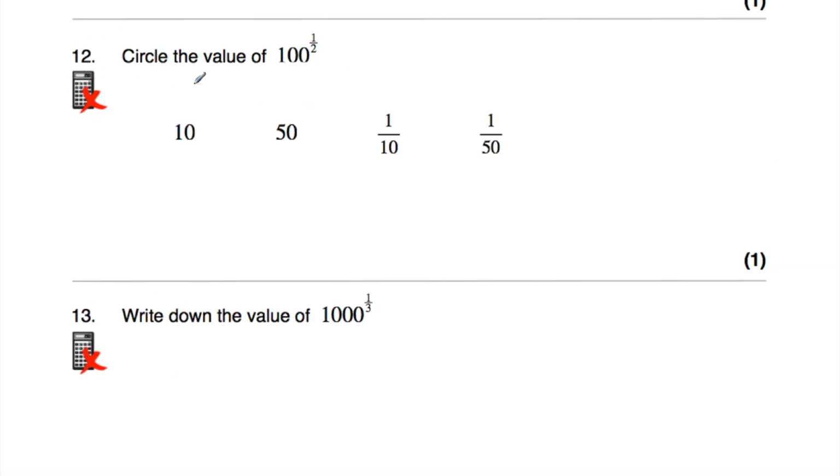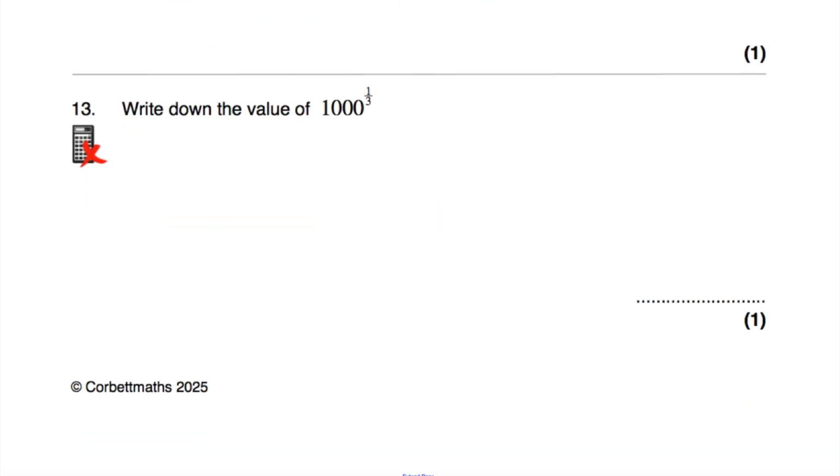So question number 12, we've been asked to circle the value of 100 to the power of a half. So remember, to the power of a half means the square root, so we're going to do the square root of 100. And the square root of 100 is equal to 10. So that means 100 to the power of a half will be equal to 10. And that's it. Okay, let's look at our next question, question number 13.